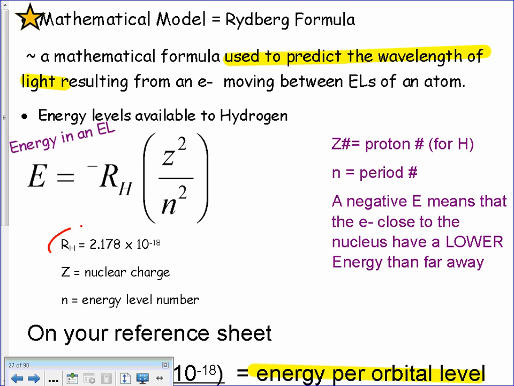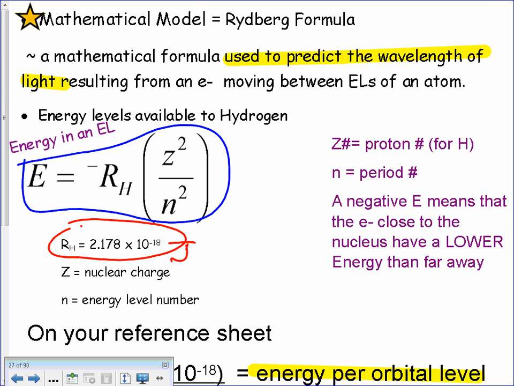You need to know the constant, the RH constant, which is the Rydberg constant, is 2.178 times 10 to the negative 18 joules. And then that is simply written as this. Written in this form, this gives you the energy in an energy level. We are not always concerned about the energy just in that energy level. We're more concerned about the differences in energy between two energy levels.